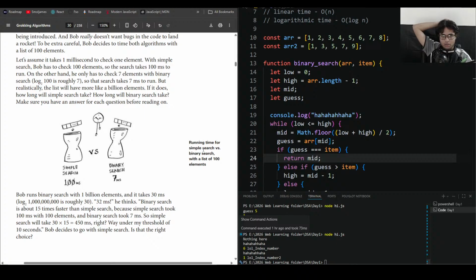Running time for simple search versus binary search with a list of 100 elements. Bob runs binary search with 1 billion elements and it takes 30 milliseconds. Log base 2 is roughly 32 milliseconds. He thinks binary search is about 15 times faster than simple search, because simple search took 100 milliseconds with 100 elements, and binary search took 7 milliseconds.